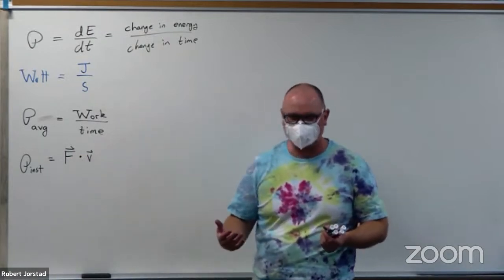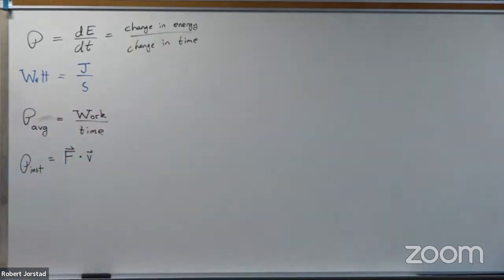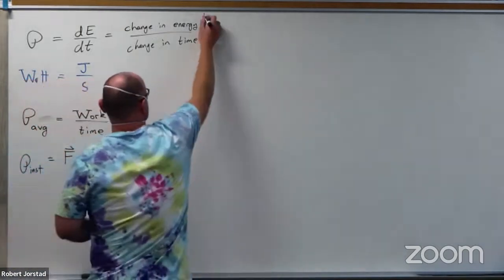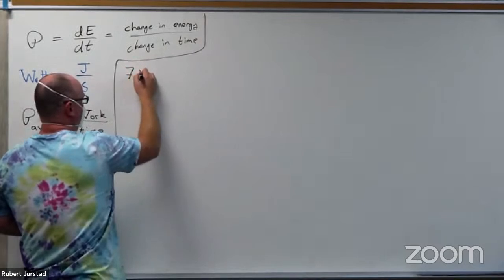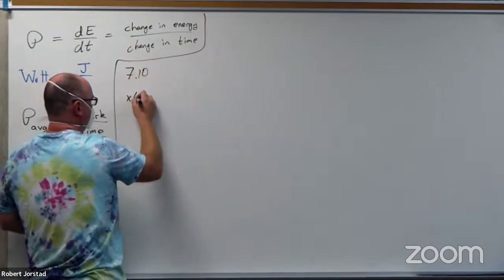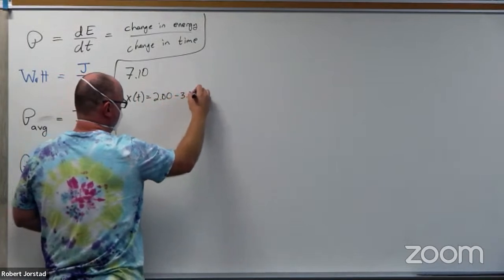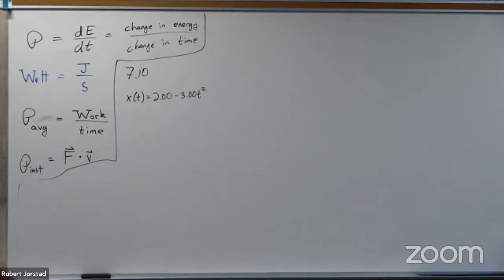Okay. Now we've got 5 minutes. Let's do the best we can to get through this. I want to look at 7.10. I really like this problem, and I think we can actually do it. Okay, 7.10. x of t is equal to 2.00 minus 3.00 t cubed, okay.